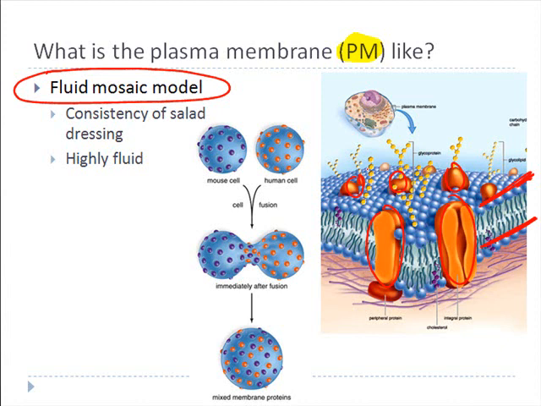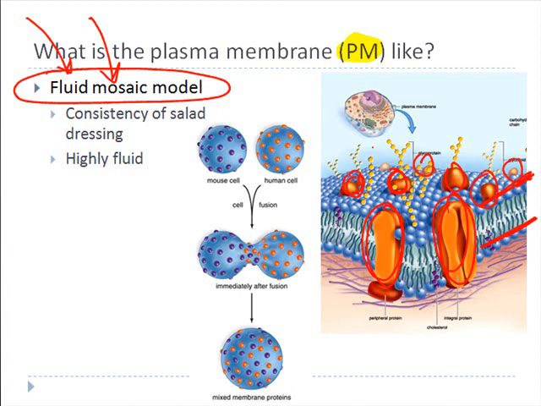And for that reason, we call the best description of the plasma membrane the Fluid Mosaic Model. Fluid because the plasma membrane is somewhat liquid-like, like salad dressing. We call it a mosaic because it has proteins scattered around in it like a mosaic does. And we use that term to describe how the plasma membrane looks and acts.